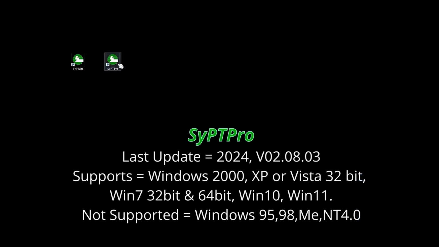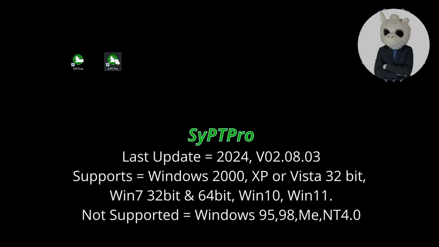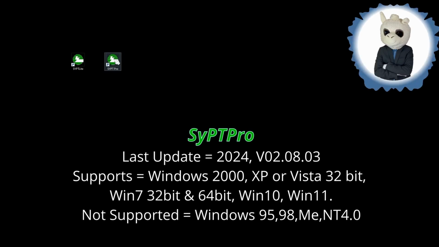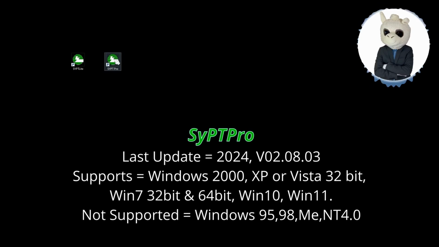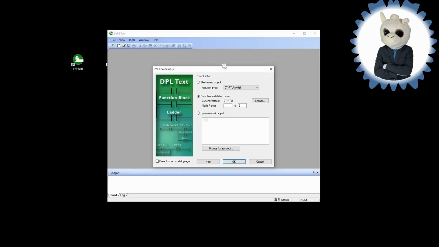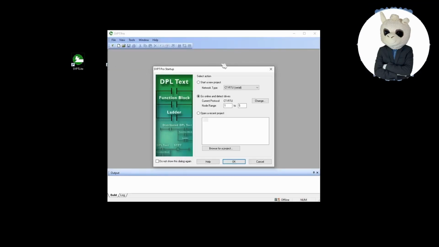Here's how you do it with SyPT-Pro. Now SyPT-Pro is kept up to date and is still used even with the current product. So it does support Windows 10, Windows 11, 64-bit, and I'll show you what it looks like here. It's a little bit of a different animal. Now remember, we're still trying to use the SyPT-Lite program that's in the drive, and that's fine. What we're going to do here is when we open it up, you're going to see something that says go online and detect a drive.